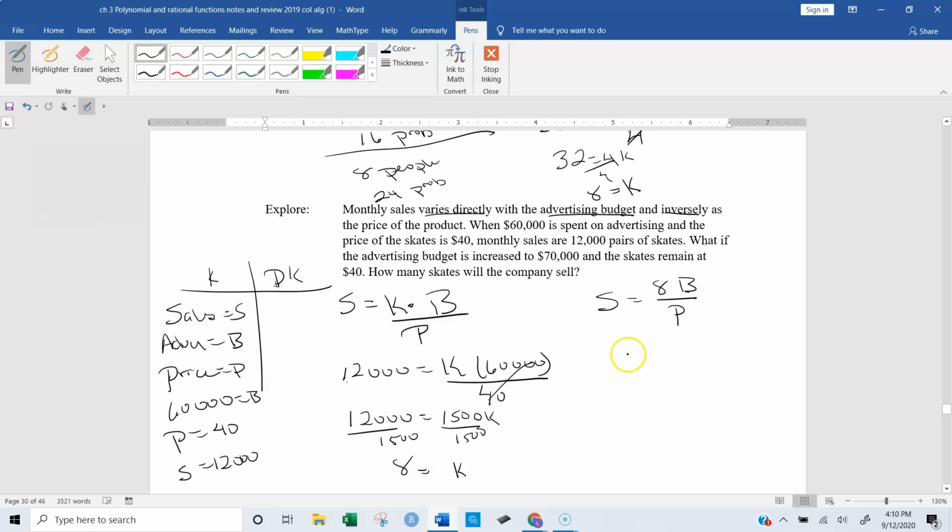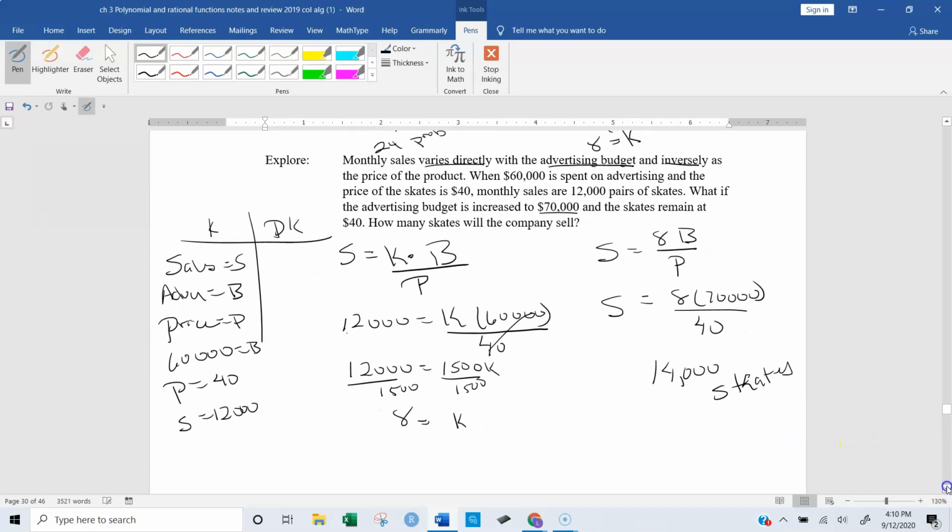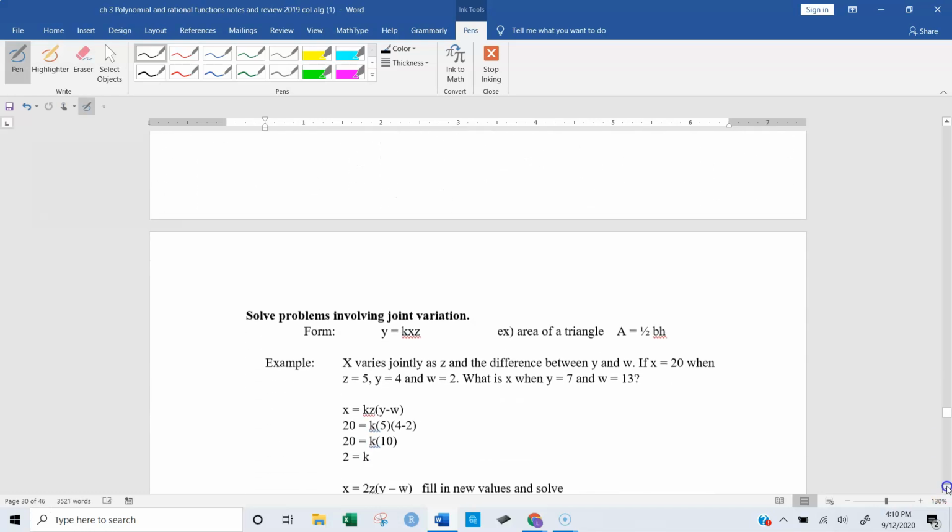So now we are given, what if the advertising budget is increased to 70? So my budget is 70,000. Skates remain at 40, so my price is still 40. And I want to know how many I'm going to sell. So plug that in your calculator and you should get 14,000 skates. I hope you did well. All right, see, these story problems aren't so bad. Just make sure you're reading very carefully.